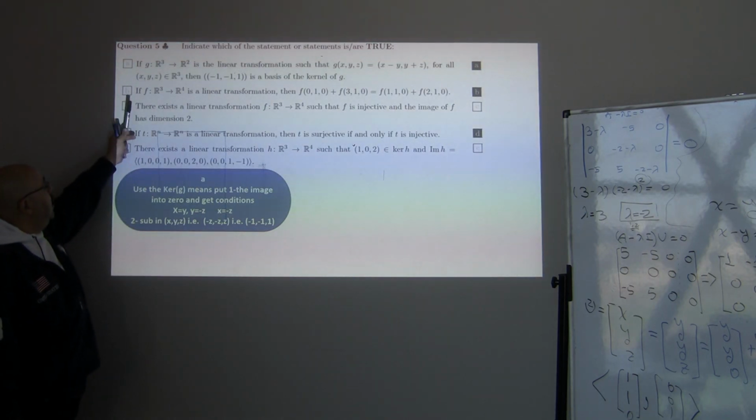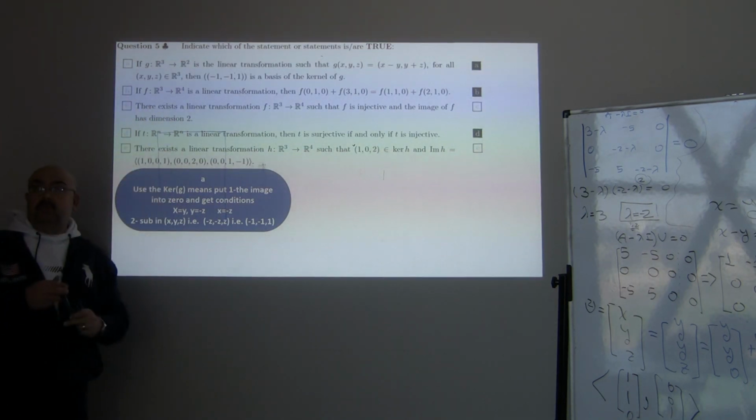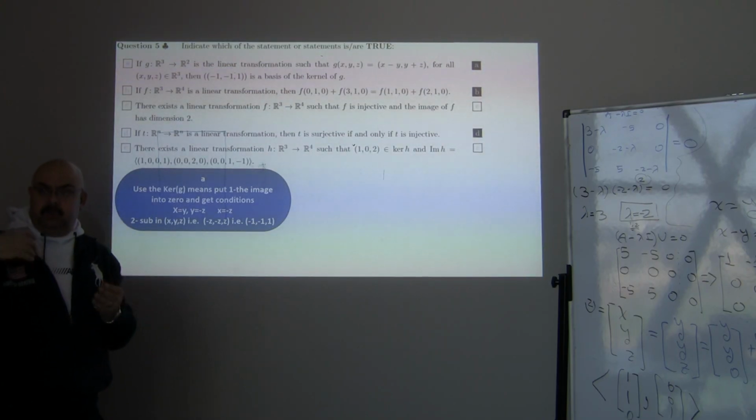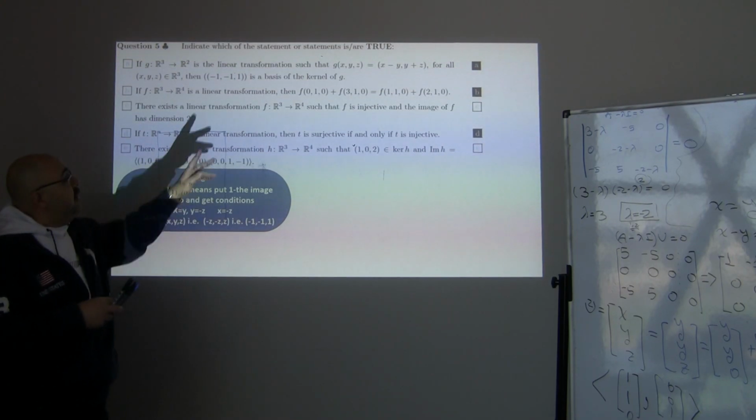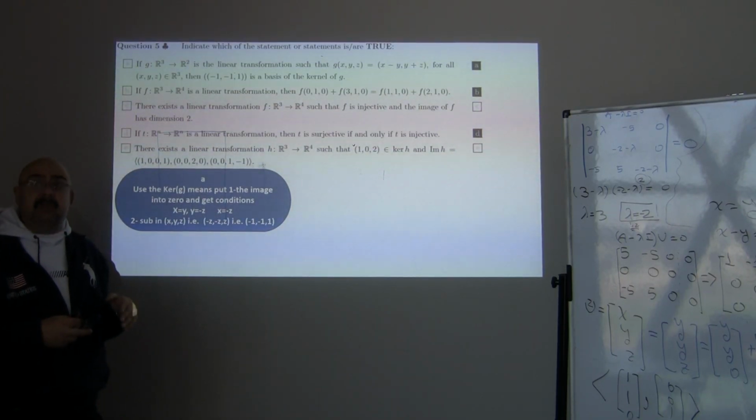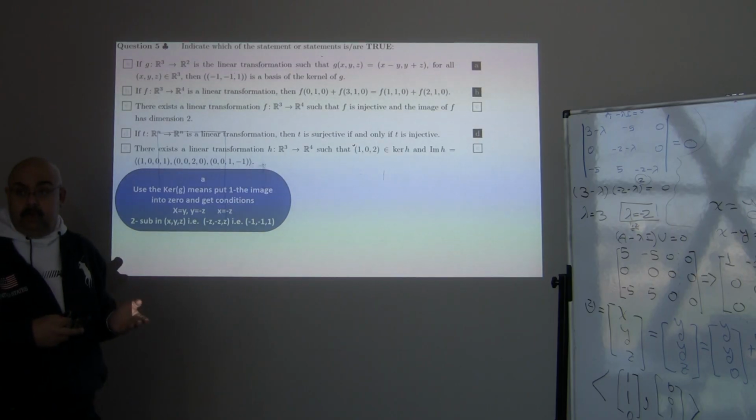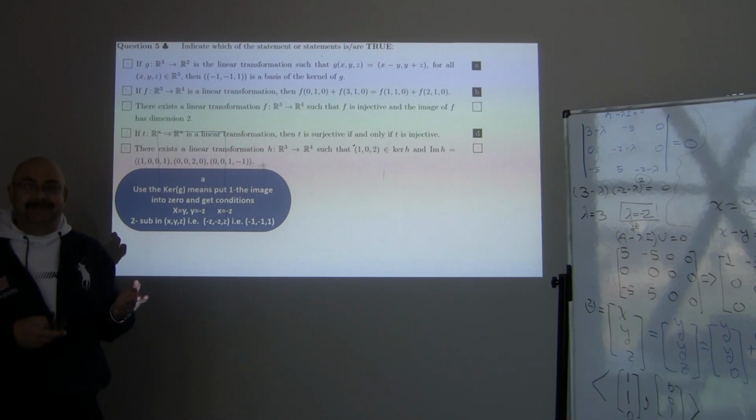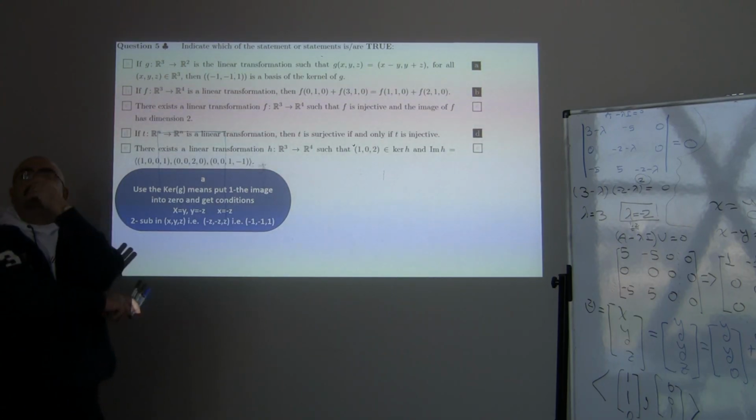For the second one, R3 into R3 is a linear transform. I'm moving the addition of 2 vectors, and I have another movement for another 2 vectors, and I'm asking you if the images are equal. The problem is I'm not giving you the function. Yes? How to check that?